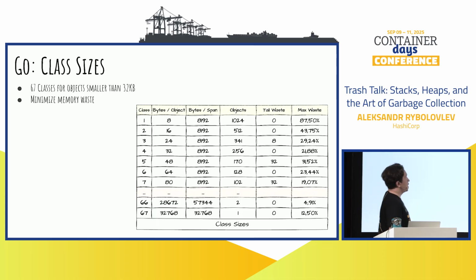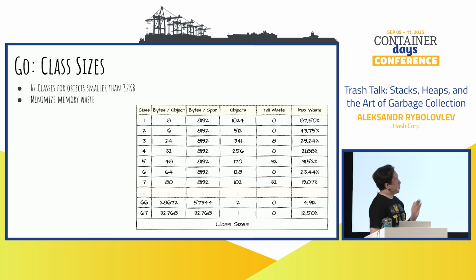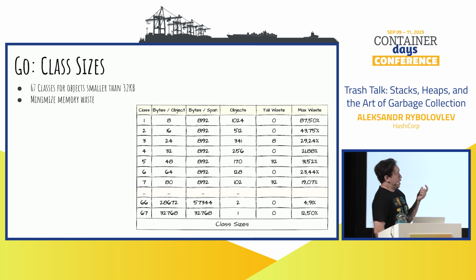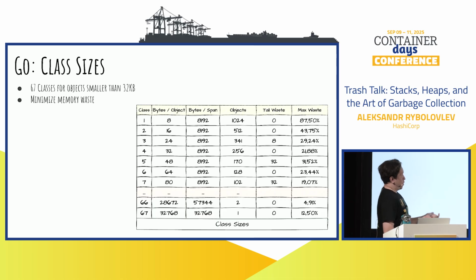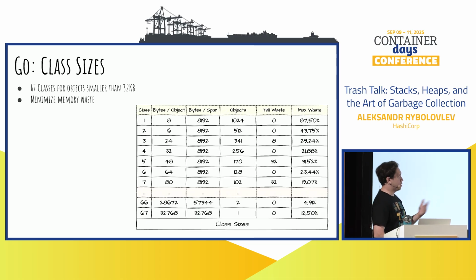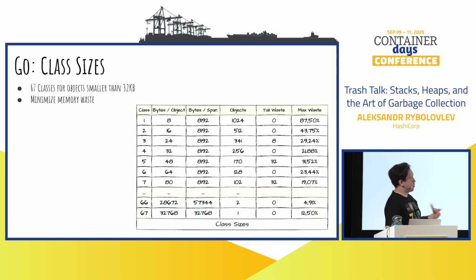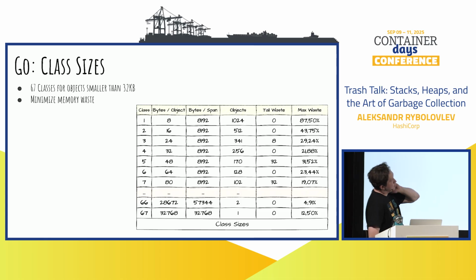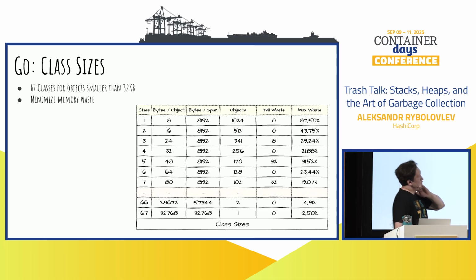The last column is very interesting, max waste. What does it mean? In class 1, the maximum object size could be 8 bytes, but the smallest one could be 1 byte. It means if you're going to store just 1 byte there, the remaining 7 bytes are going to be wasted. And this is where you get this number, 87%. This, unfortunately, is possible to avoid in some cases, but not all the time. And this column, tail waste, is also an interesting one.